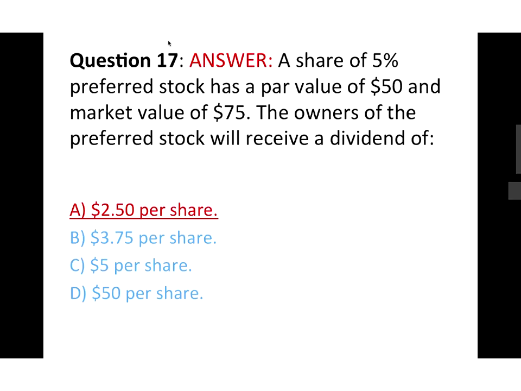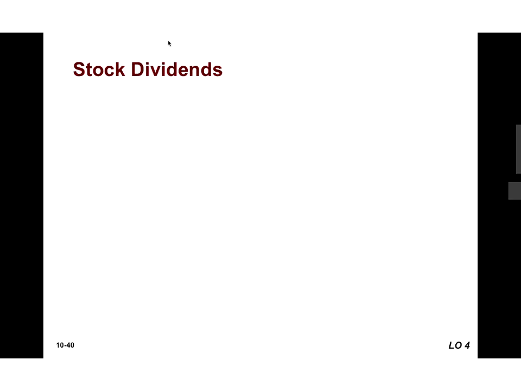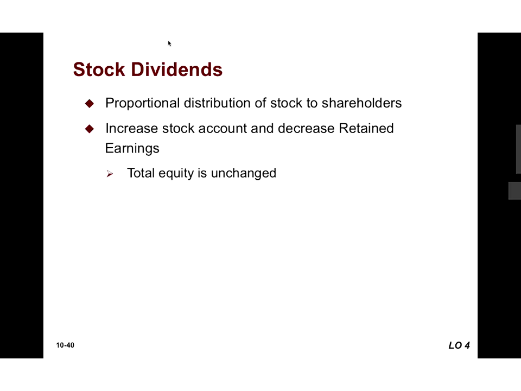Still on this area of dividends, now we're going to talk about stock dividends. Up to this point we've been talking about dividends that are paid in cash. Companies can also pay out dividends in their own stock. This is a proportional share distribution of stock to shareholders based on how much of the company they own. They'll get that relative percentage of stock. It's basically taking the same size company and dividing it up in smaller pieces. What happens when we do a stock dividend is we're going to increase the stock account and decrease retained earnings.